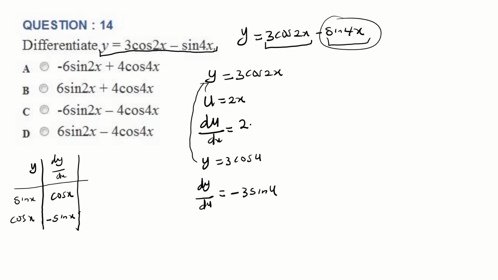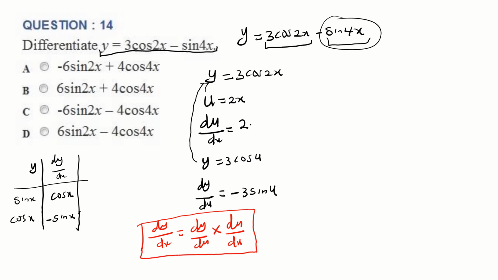So after we have gotten this, don't forget we have du over dx. I said before that we are using function of a function. The formula for function of a function is dy over dx equal to dy over du times du over dx. You get this? dy over dx equal to dy over du times du over dx.